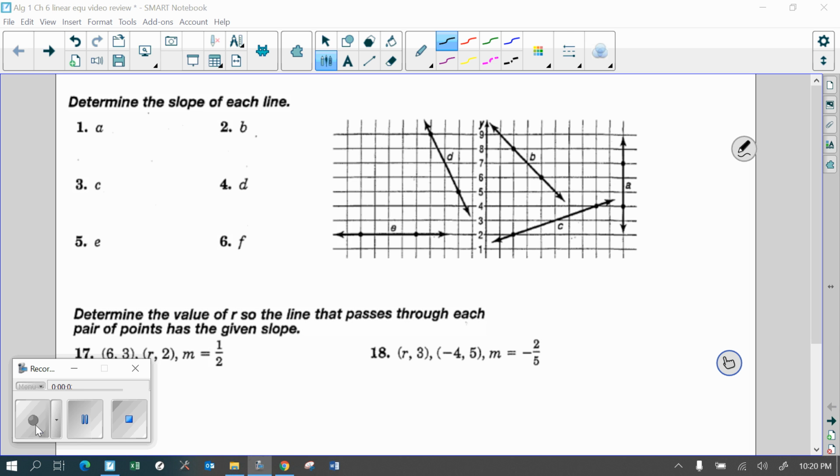Okay, we're going to review chapter 6 of Algebra 1 in this book, dealing with linear equations. First thing we deal with is equations with slope. It says determine the slope of each line.